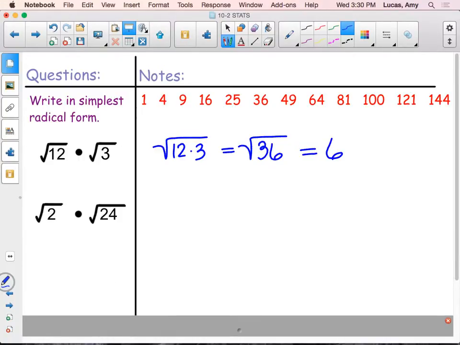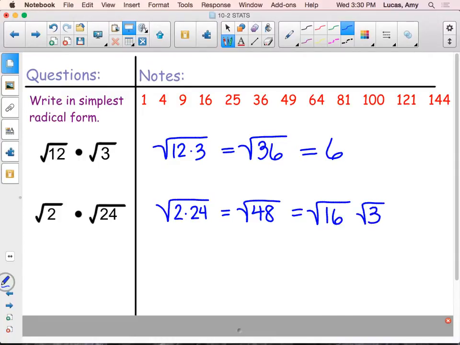Okay, my next one, square root of 2 times square root of 24. If I put those together, 2 times 24 is 48. Now 48 is not a perfect square. It does, however, simplify because it's equal to 16 times 3. So breaking down the 48 into a different set of factors does simplify. The square root of 16 is 4. So in simplest radical form, it is 4 times the square root of 3.